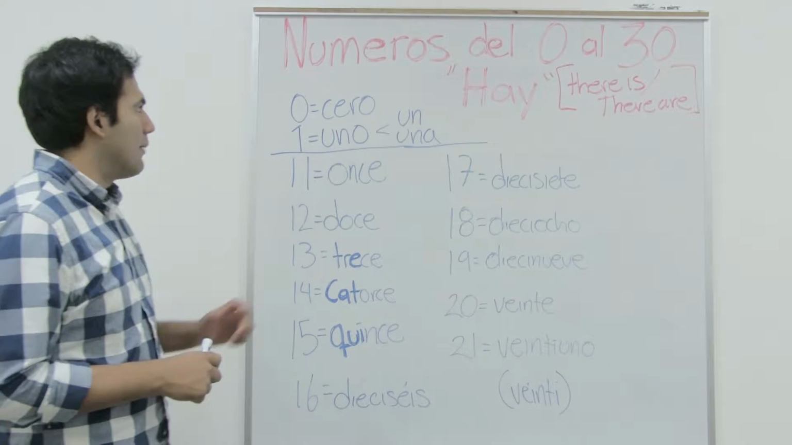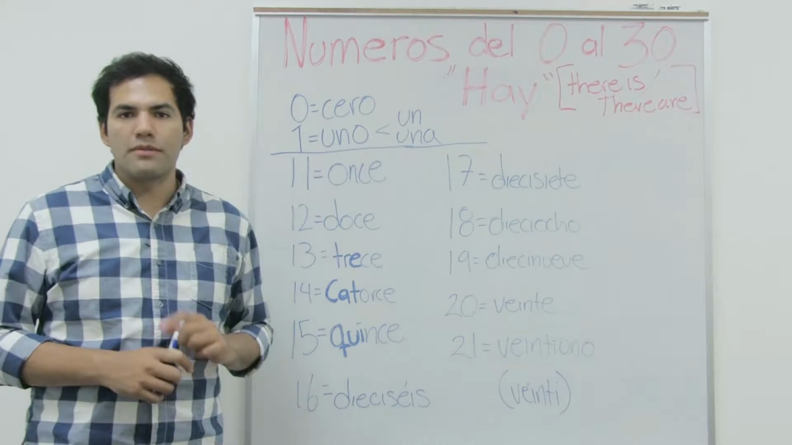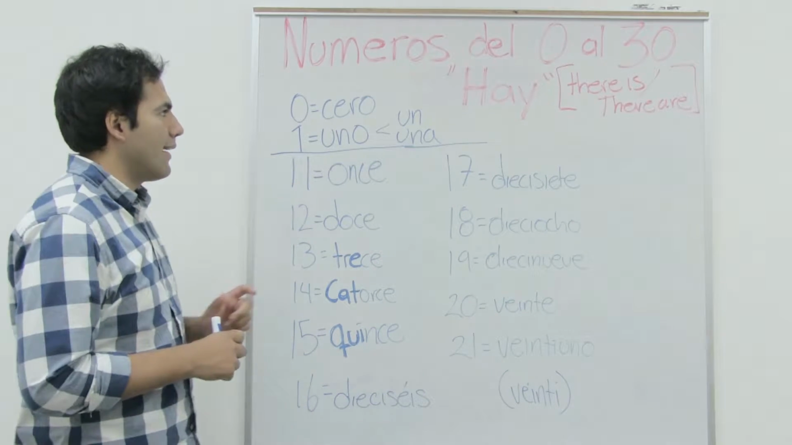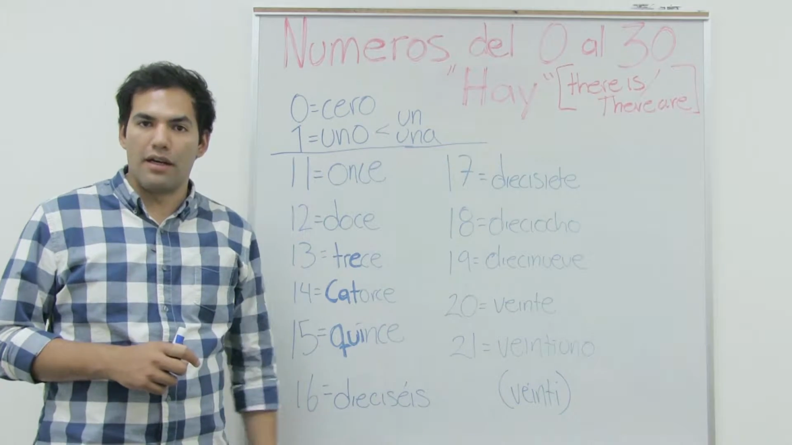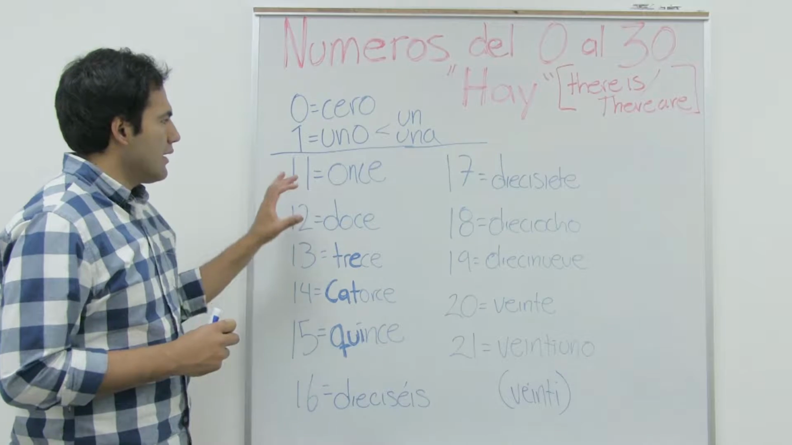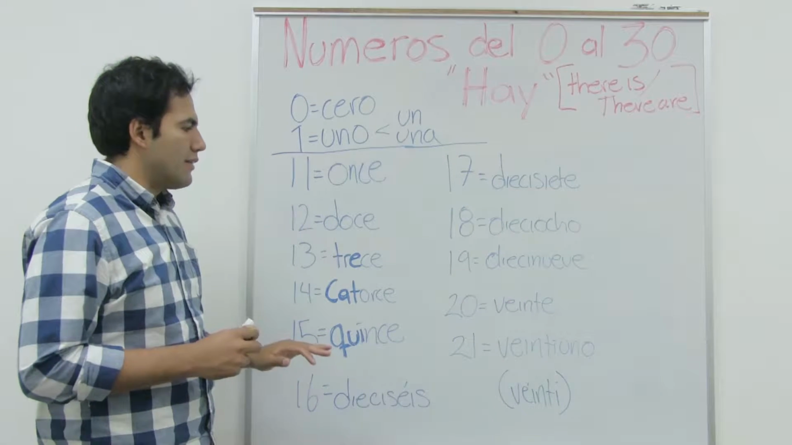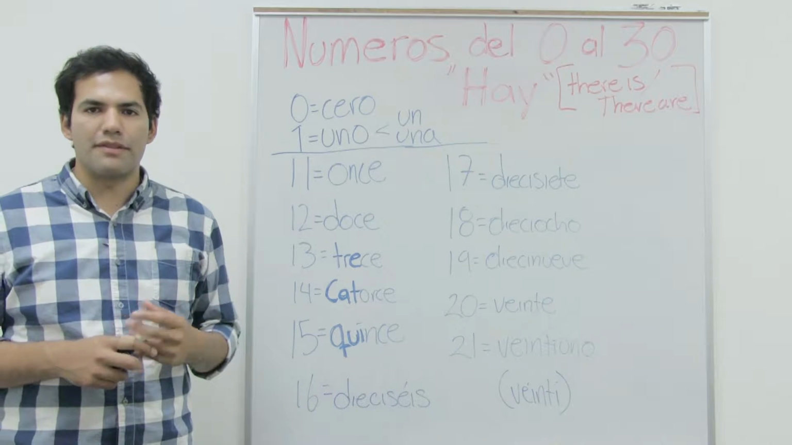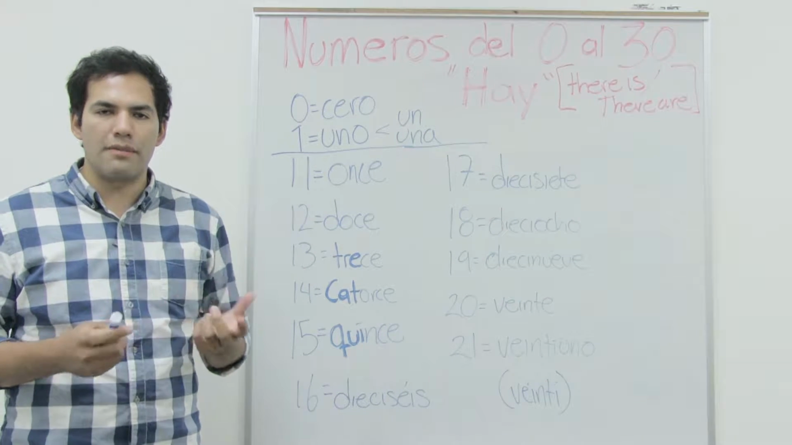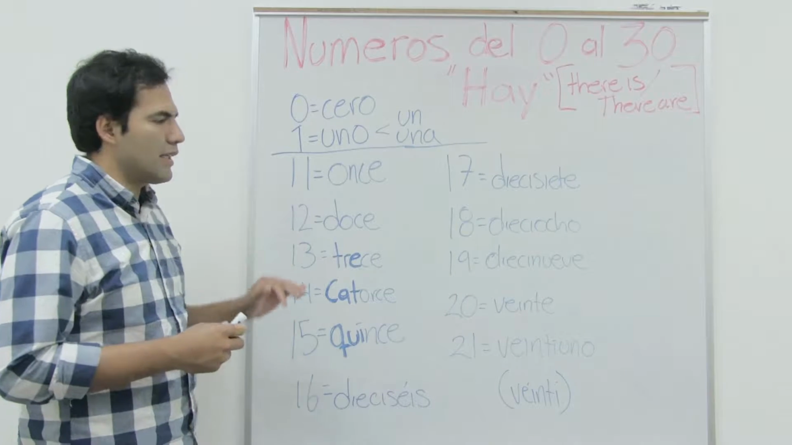Now we're gonna learn about the numbers from 0 to 30 and about hay, which stands for there is or there are. We're only gonna focus on those numbers that I've seen are kind of hard sometimes to remember just because of the vowels in the numbers. So that's what we're gonna do today.